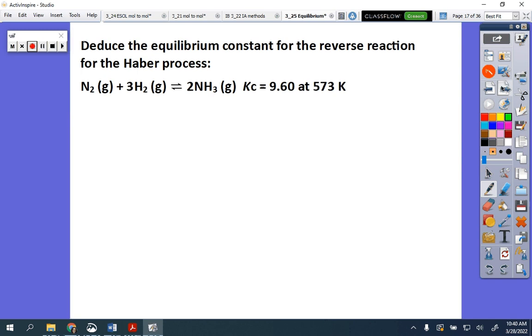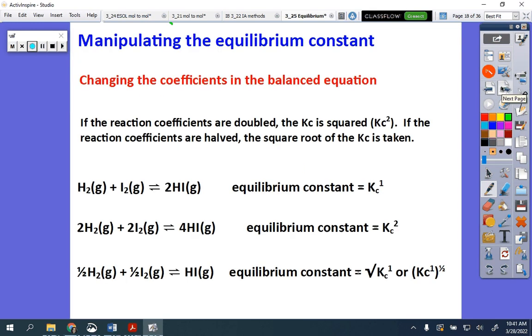So what would the Kc be of the reverse reaction at 573 Kelvin? How would we find that? It would just be 1 over 9.60. Whatever that is, you don't need to calculate it out as long as you know how to do that. Okay. All right, I kind of rushed through this at the end, so I wanted to go over it again.